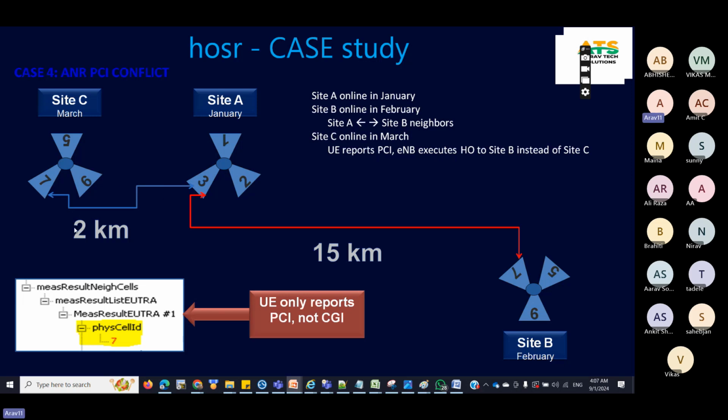To whom do I need to give the handover? This one or this one? And that's why your handover execution fails. So this is one of the cases of PCI conflict, or you can say PCI confusion.